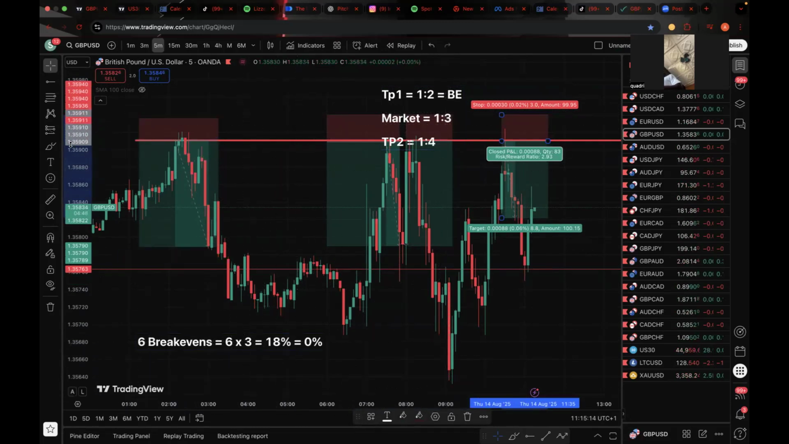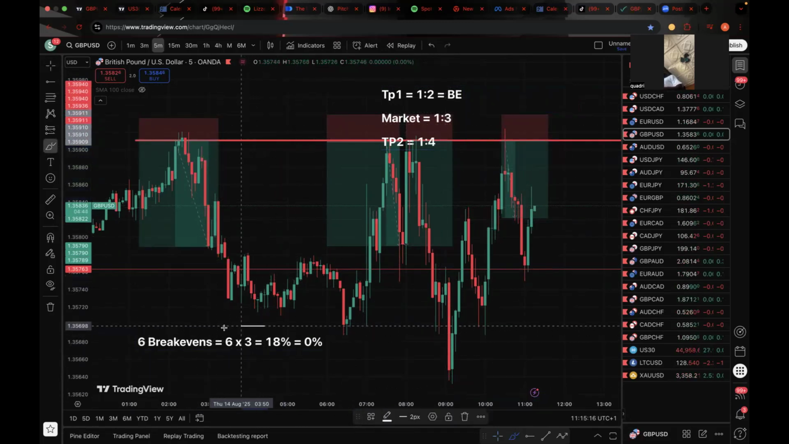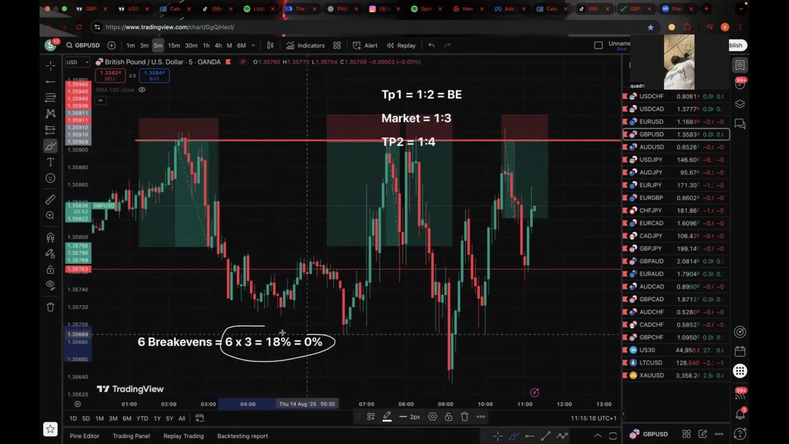So if we did this last month, we would have caught lots of profits on MT5, no matter how their spread or commissions would have cost us.